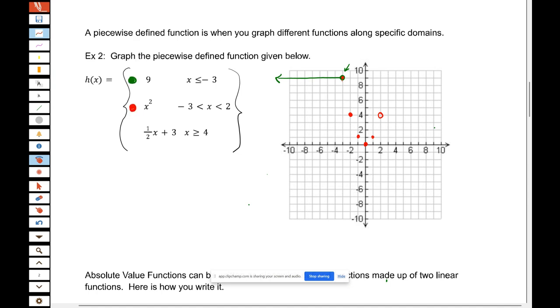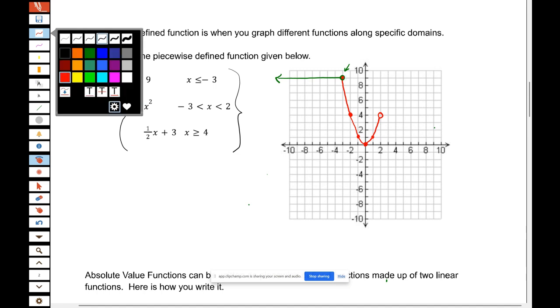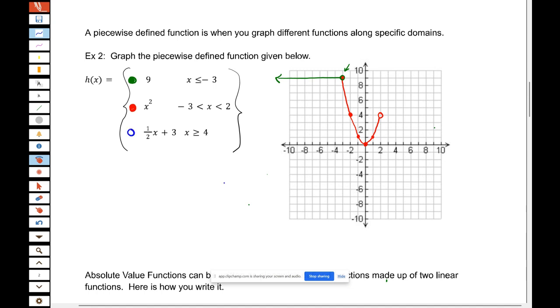So the point -3,9 is part of the function overall, but only in that it is part of the part that's the horizontal line. So 3 is not included with this one, but that's because it is included with the green one. All right, now let's do this part.